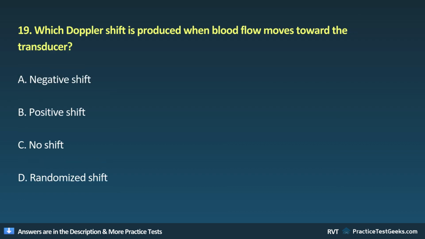19. Which Doppler shift is produced when blood flow moves toward the transducer? A. Negative shift. B. Positive shift. C. No shift. D. Randomized shift.